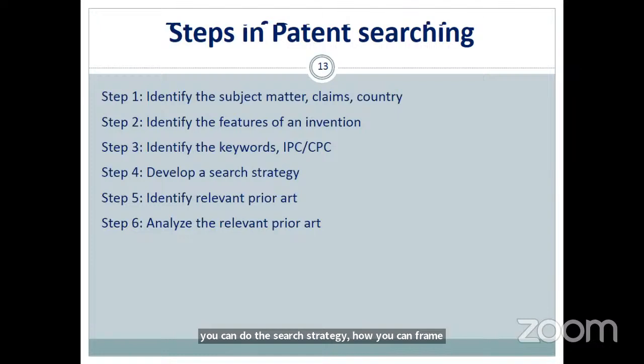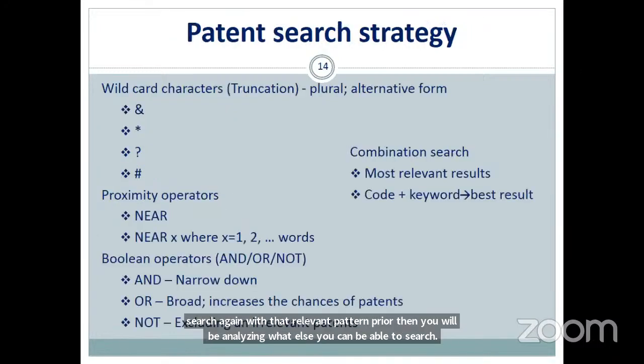And then you will be identifying the relevant prior art. After analyzing the relevant prior art, you can narrow it, and then again you can do your search process again. That's why I said that searching is a continuous iterative process. Initially, you will be getting a larger number of patents, and after reading the documents, you will be scrutinizing. Then again you will be doing a search with that relevant patent prior art, analyzing what else you can search. So searching is an iterative process.